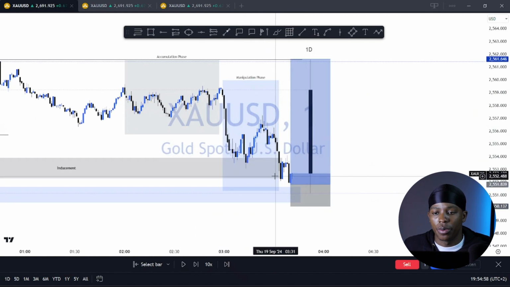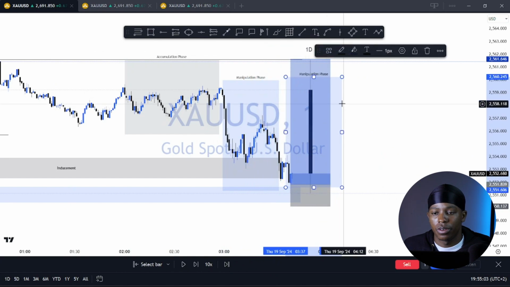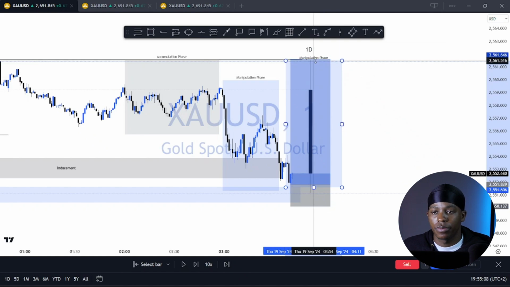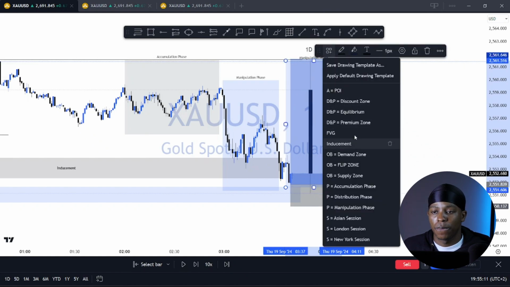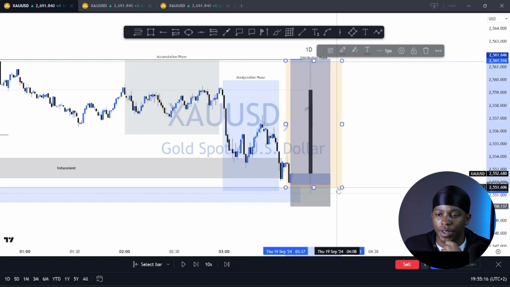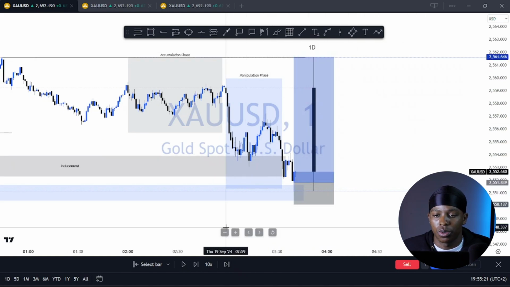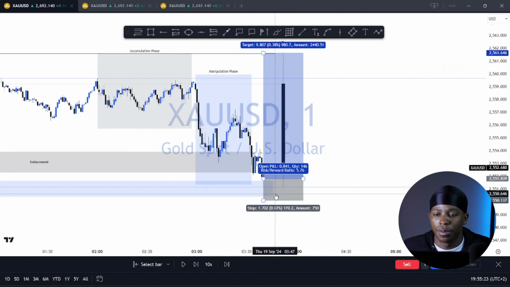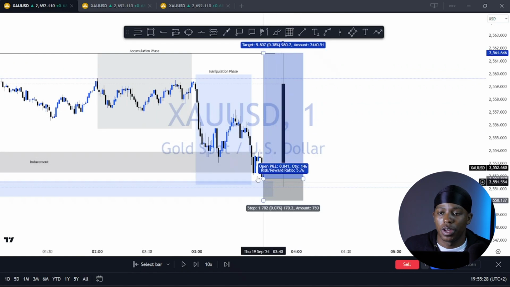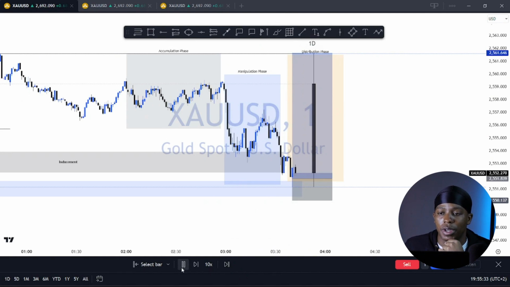So right now what we are waiting for is the distribution phase. So the distribution phase, we have to wait for confirmation, right? So confirmation is we tapped into our demand zone, and yeah, so that's our confirmation, tapped into our demand zone. So we are looking to go to the upside. So we are looking for this, right? So let's see how the market plays.